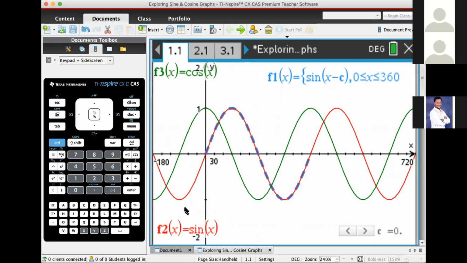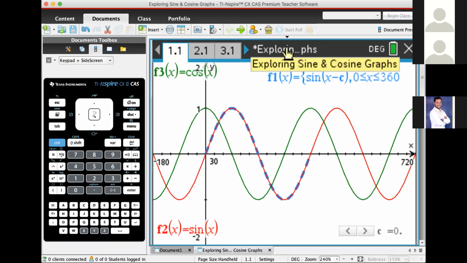Everyone okay? The red is sine. The green is cosine. There's a dotted blue graph, and that, as you can see, is sine of x minus c. That's the general form. Like I wrote, if you recall, x minus c. In this case, I've assumed a is 1, b is also 1, and d is 0.